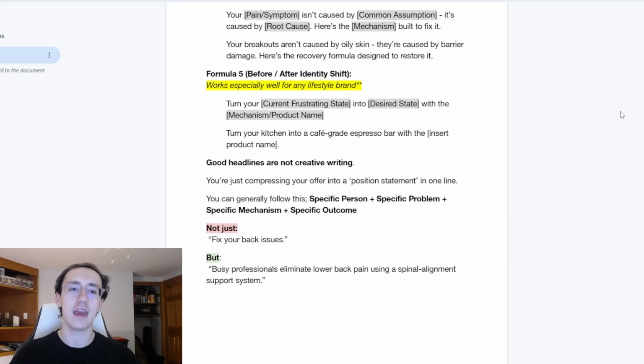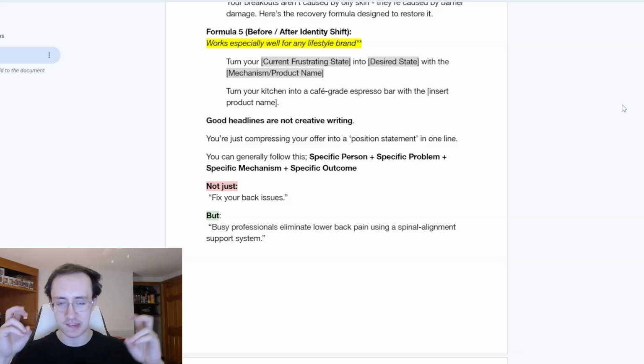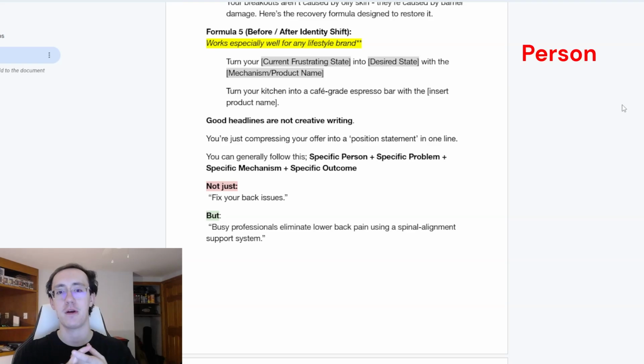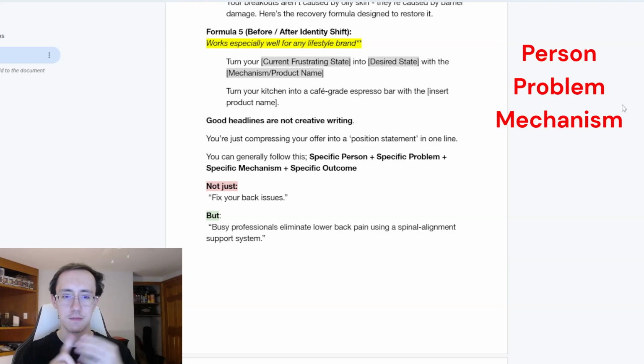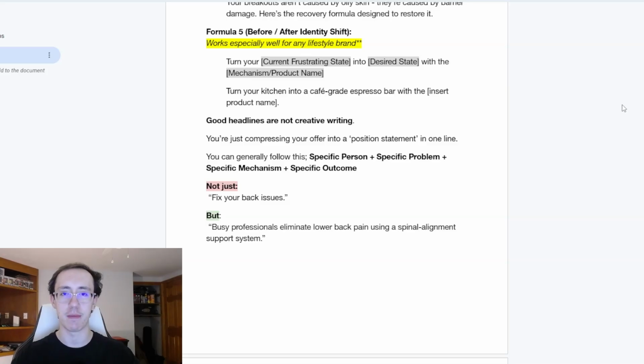The last formula is the before and after identity shift. And this works really well for any kind of lifestyle brand, right? Turn the current frustrating state of your customer into the desired state with your product. So: turn your kitchen into a cafe-grade espresso bar with insert product name, right? Good headlines are not necessarily about writing creatively. You're just compressing your offer into a position statement of sorts in one line. You can generally follow the formula of specific person, specific problem, specific mechanism, specific outcome. So not "fix your back problems," but "busy professionals eliminate lower back pain using a spinal alignment support system."